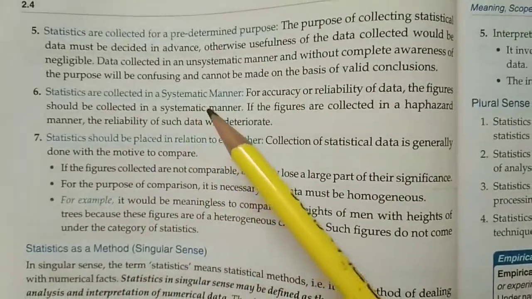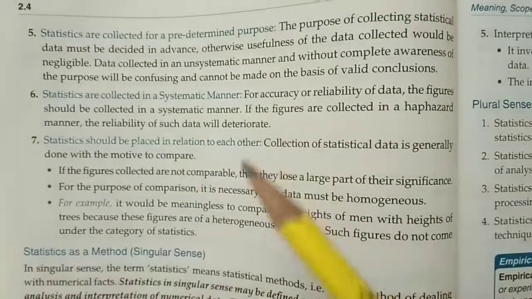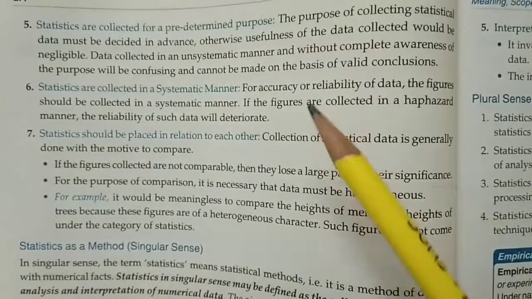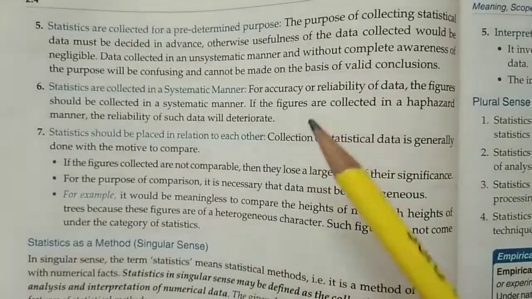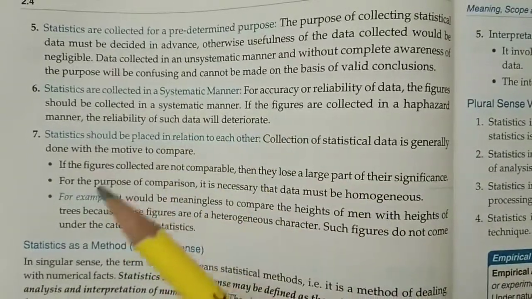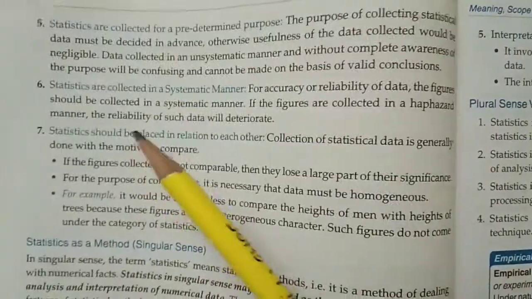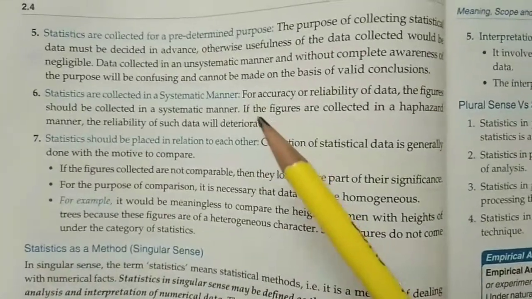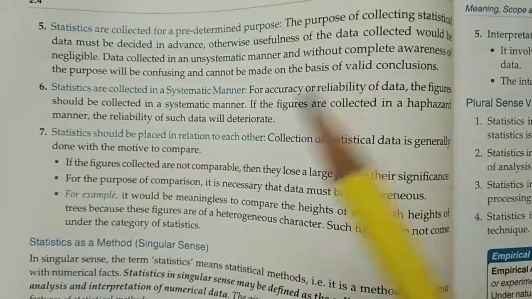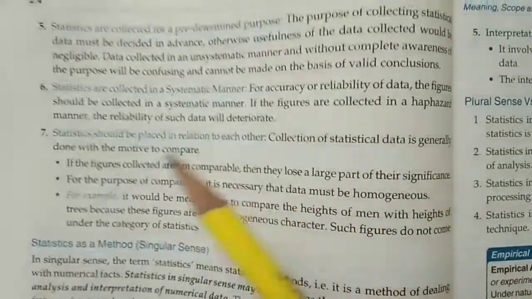Statistics are collected in a systematic manner. Yes, there must be a manner of collecting data. It must be collected in a systematic manner or method. If the figures are collected in a haphazard manner, then they will not be reliable. The reliability of the data will deteriorate. So for accuracy or reliability of data, the figures should be collected in a systematic manner.